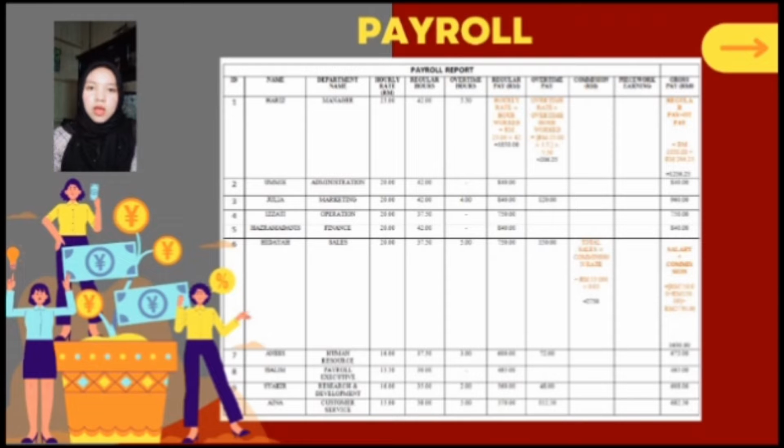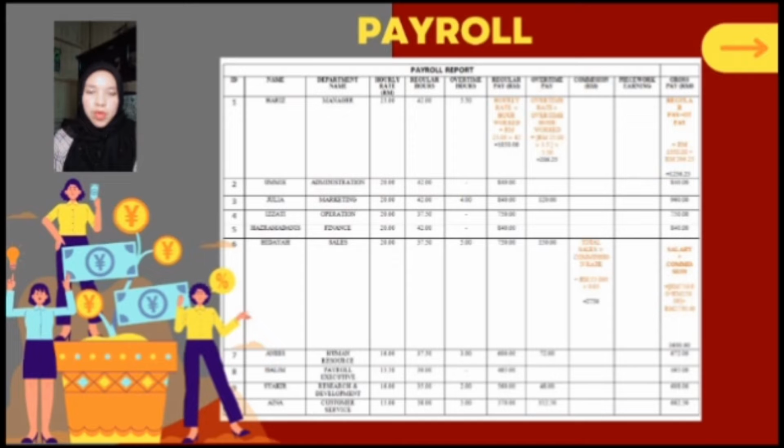I want to present the payroll report of NURHIDAYAH company. In the payroll report, we have hourly rate, regular hours, overtime hours, regular pay, overtime pay, commission and gross pay. To calculate regular pay, we multiply the hourly rate by our hours worked. For example, 25 ringgit multiplied by 42 equals 1,050 ringgit.